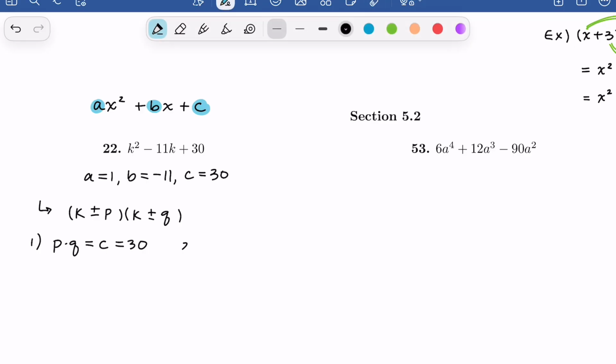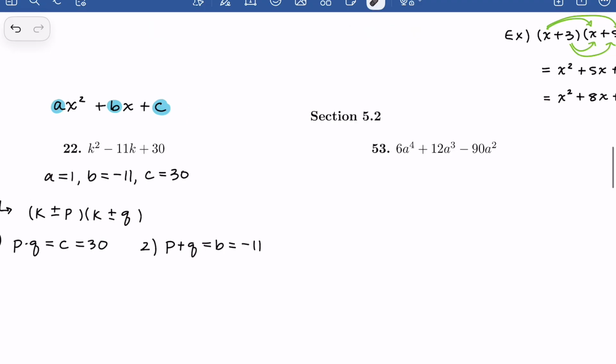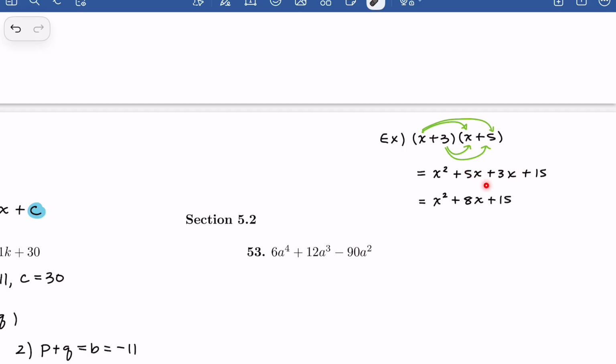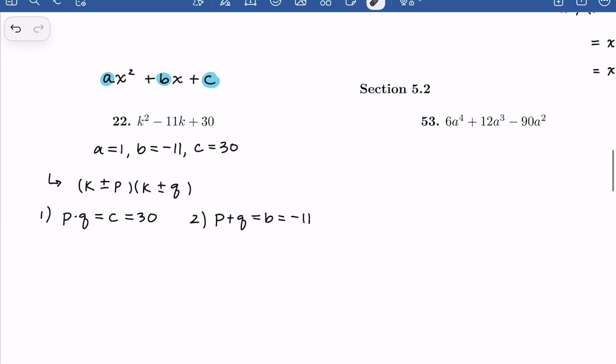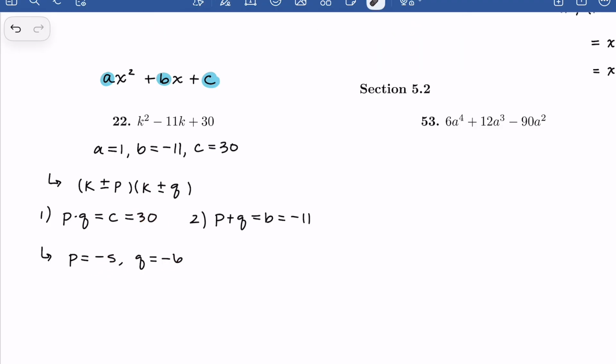Our second requirement for P and Q is that these same values must add up to give us our B value, and in this case, that is negative 11. We know this is true again by FOILing. We're going to end up combining like terms, just like we saw here. So these guys need to add together to give us this B value. We need to find two numbers that satisfy both of these requirements. These two numbers in this case are negative 5 and negative 6. The product of these two is going to give us a positive 30, and if we were to add these two together, it's going to give us a minus 11.